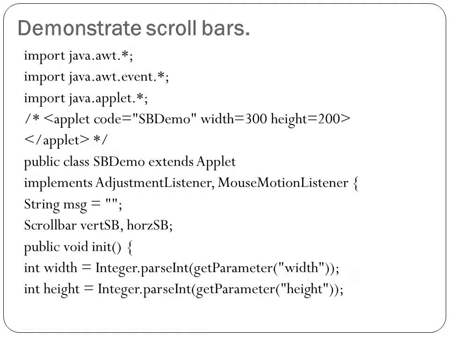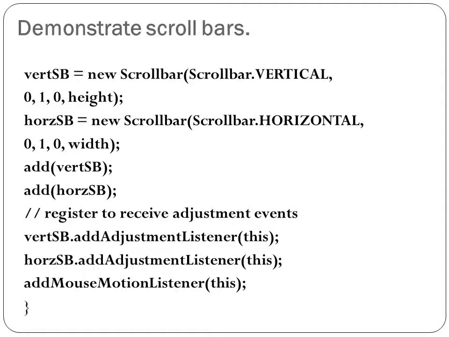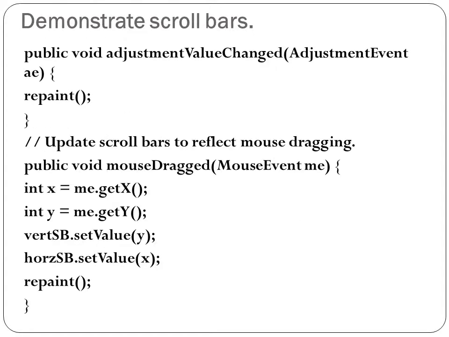Height of the applet window is 200. Here in the second case, we are specifying 0 as the minimum value and the width is 300. Then we have to register to receive adjustment events. We are registering the adjustment listener to both scroll bars. Also we are handling mouse motion events, so we have to add a mouse motion listener to define the methods. And for the adjustment listener, we are defining the adjustmentValueChanged method.